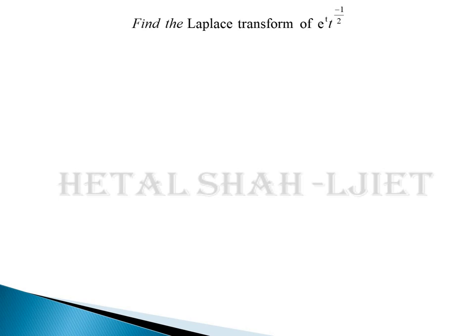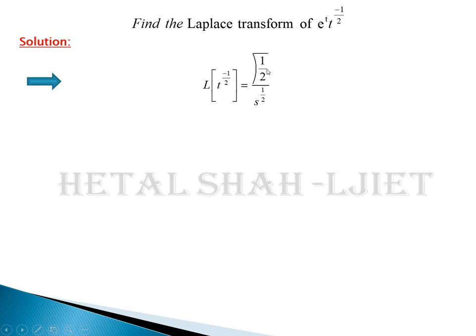So let's check one more example. Find the Laplace transform of e raised to t into t raised to minus 1 half. So the Laplace of t raised to n is gamma n plus 1 upon s raised to n plus 1. See, here our n is minus 1 half. Minus 1 half plus 1, that is 1 half.